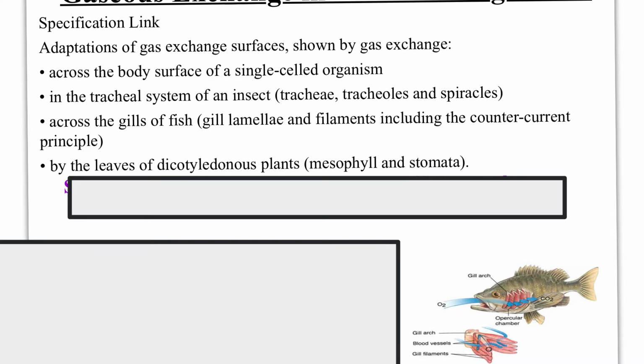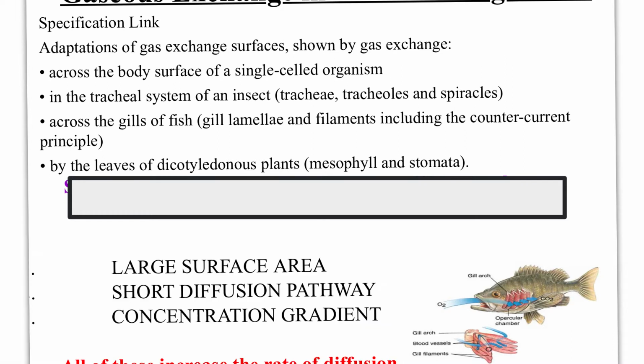But larger organisms need to have specialized exchange surfaces. So any specialized exchange surface will share some certain characteristics. So we will see similarities between all specialized exchange surfaces. And you probably remember these from learning about them at GCSE. But all exchange surfaces will have a large surface area to increase the surface area to volume ratio, a short diffusion pathway. So most specialized exchange surfaces are one cell thick for that reason, to reduce the distance over which the gases have to travel.